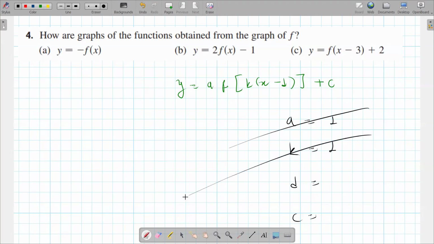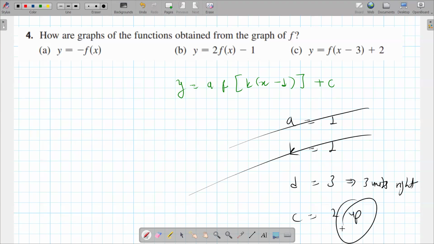What about D? D is negative 3. Is it negative 3 or positive 3? Positive 3, because you moved to the right, and this moves it 3 units right. What about the C value? It's 2. Is it down, up or down? Up. Up is right. And you're done. Cool?